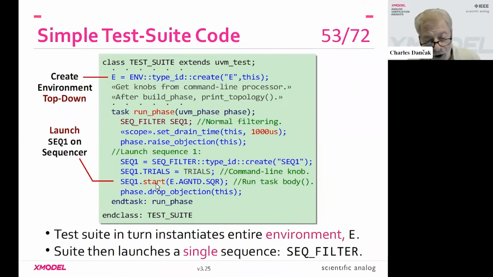So calling start behind the scenes kicks off the body task inside that sequence. And the sequencer does the handshake with the driver. So that's how it all plays together. Then important detail here, notice we raised objection, and then when we were done, dropped objection, at which point, if there's no other raised objections in the machinery, UVM can halt the whole simulation.